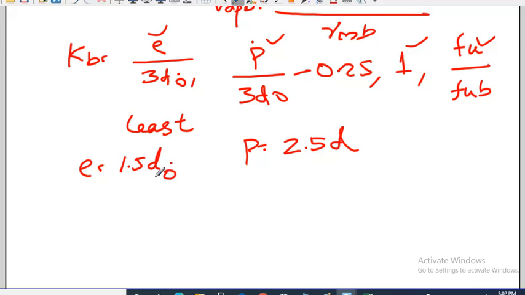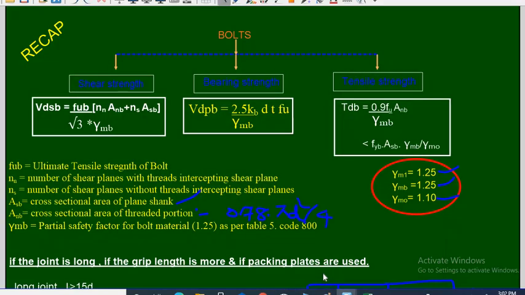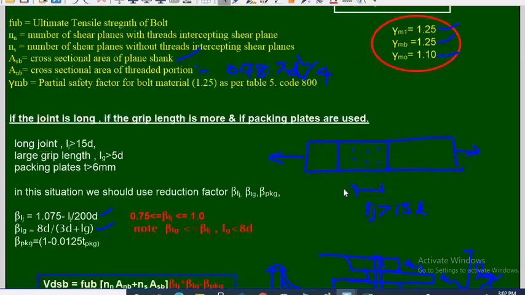Remember, here d0 means the diameter of the hole, and here d is the diameter of the bolt. So these things you just go through. And d into t into fu, that I have already discussed last class. And this is the tensile strength of the bolt, 0.9 fu into anb divided by gamma mb. So this value should be less than phi into b asp into gamma mb by gamma m0. So these are the values of that.